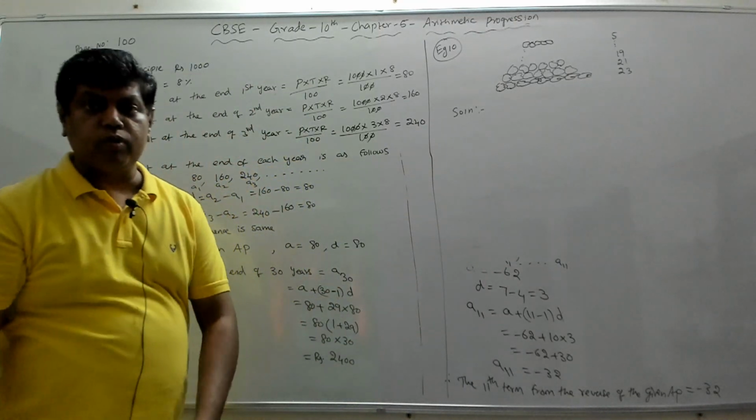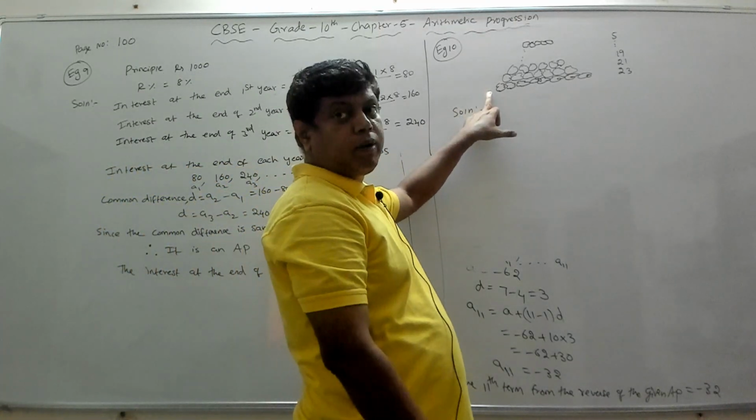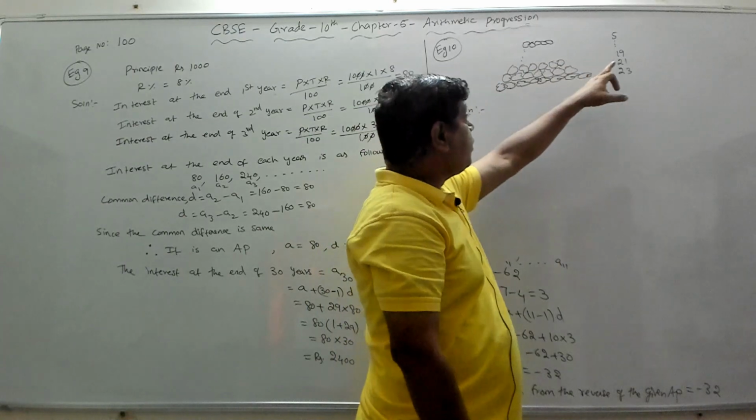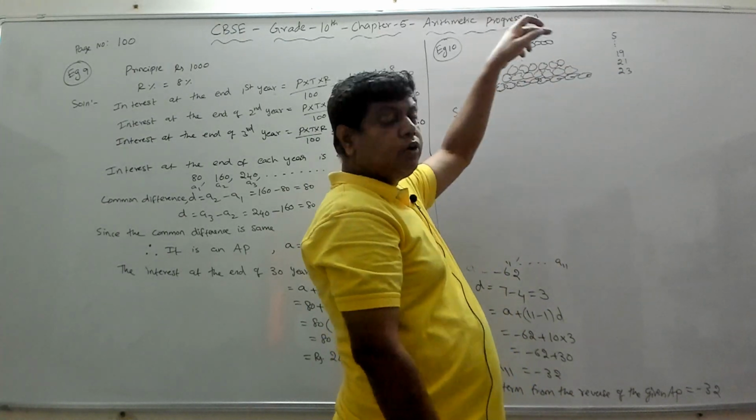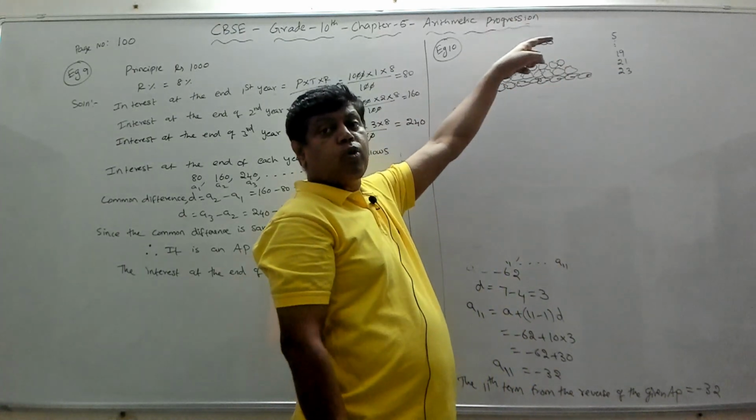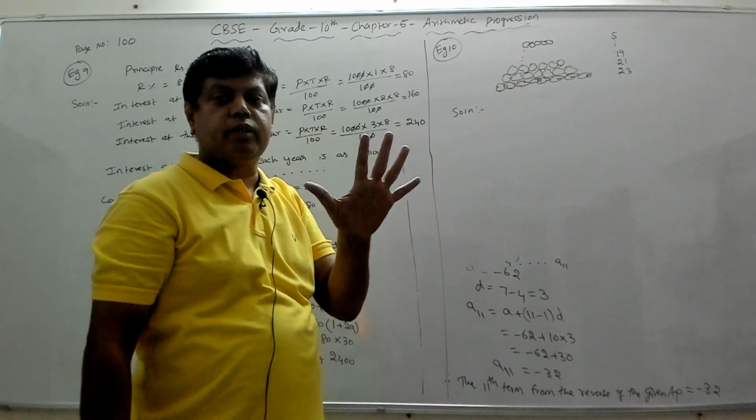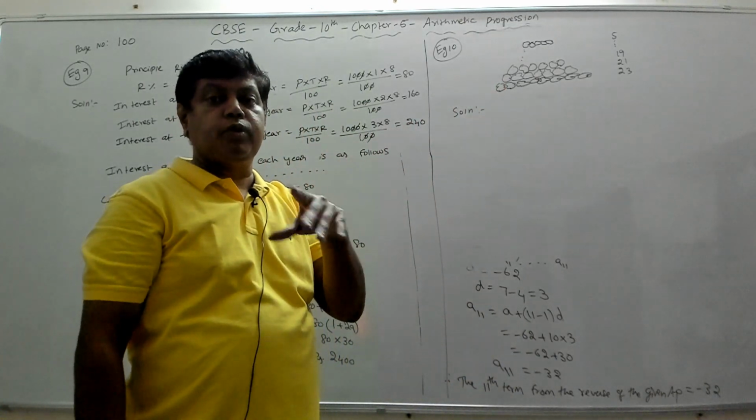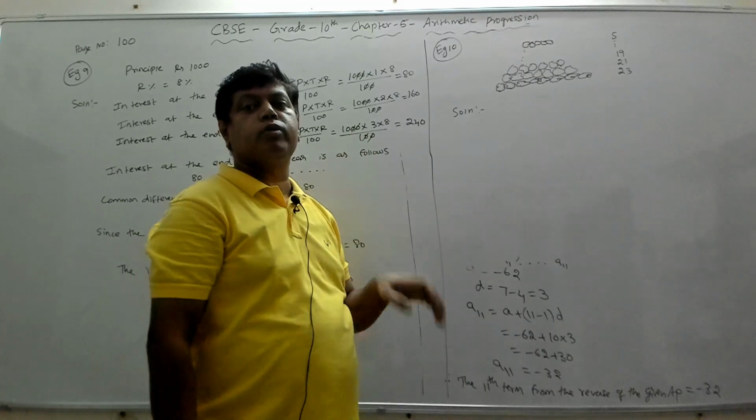So this is the first row. The first row has 23 rose plants. The second row has 21 rose plants. The third row has 19 rose plants. Like that, the last row has 5 rose plants. We don't know how many rows there are. We have to find that.